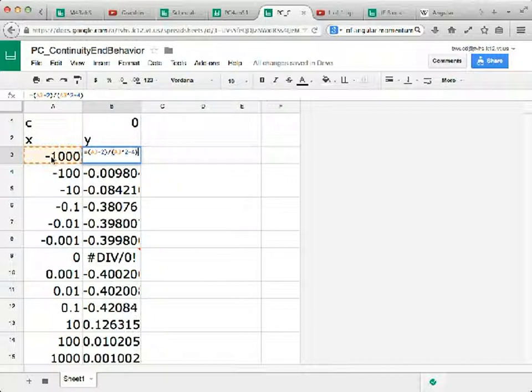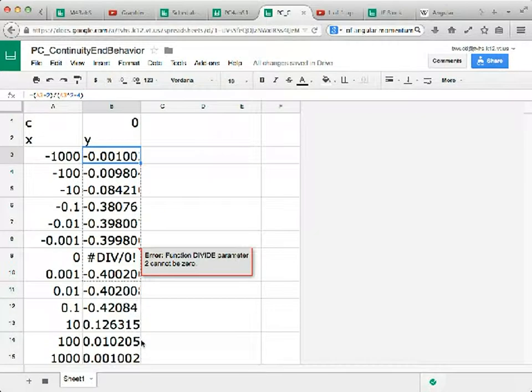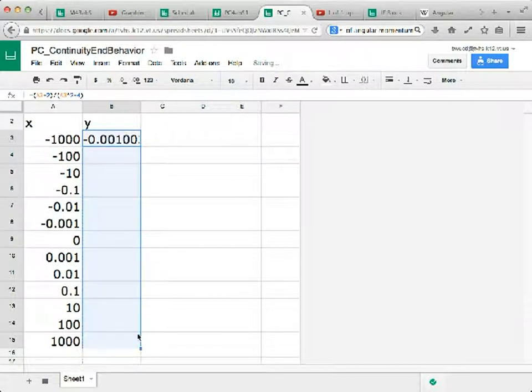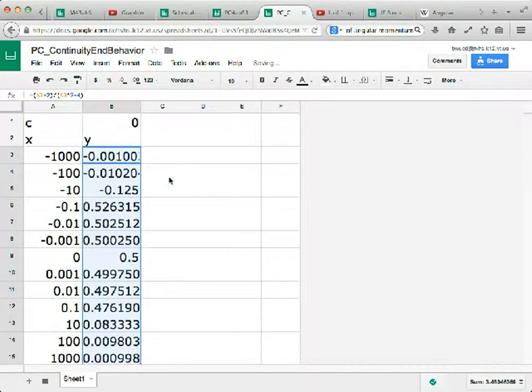4, close parentheses. What I'm doing is essentially plugging in this value for x, and it's going to give me the y value as if I plugged it into the function. I hit enter. That gives me that particular y value. But I want the y value for all of these x's, so I move my cursor down to the lower right corner until it becomes a plus sign, then click and drag. It duplicates that formula all the way down.